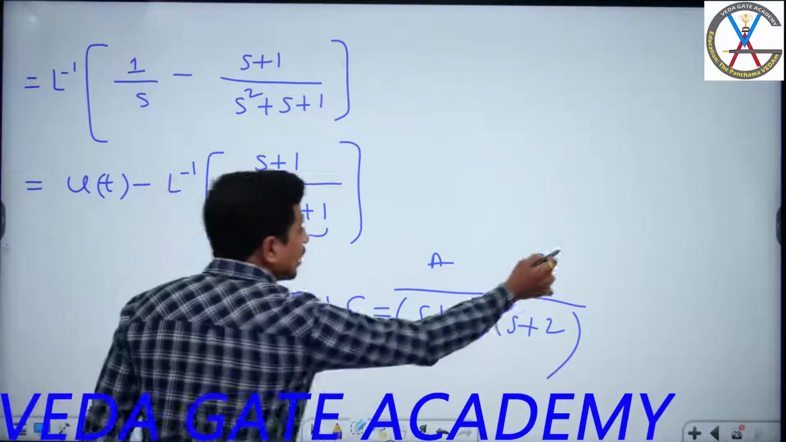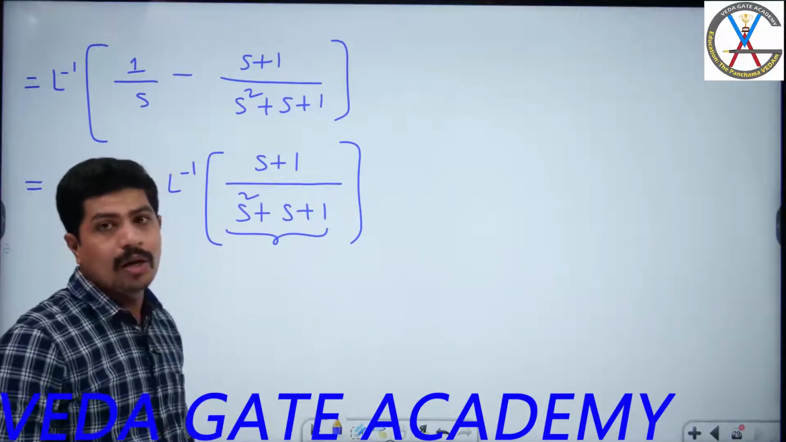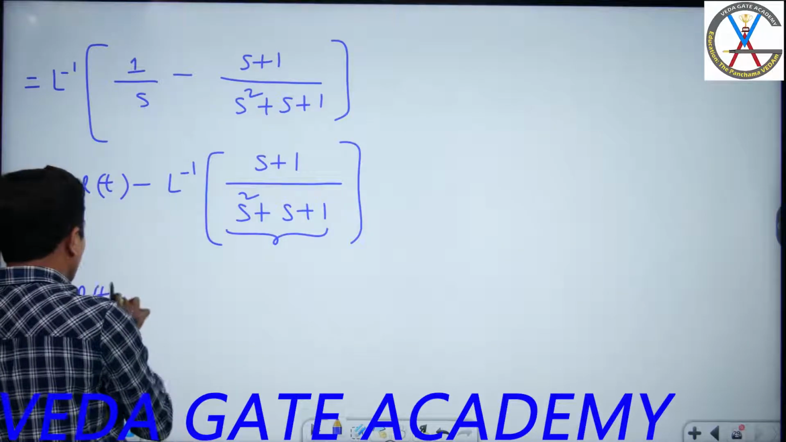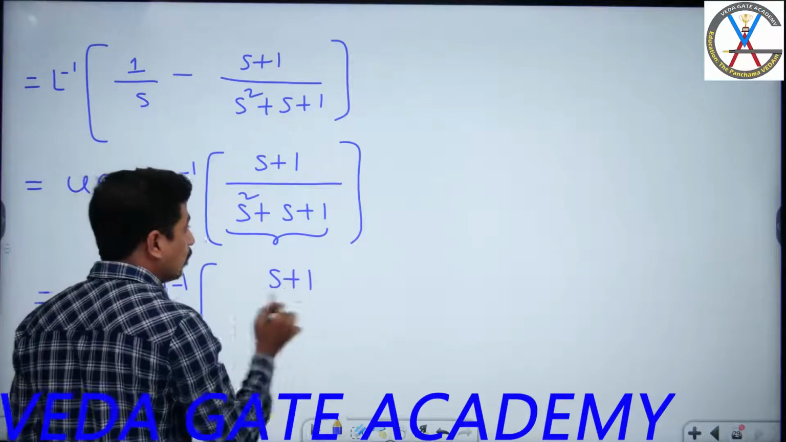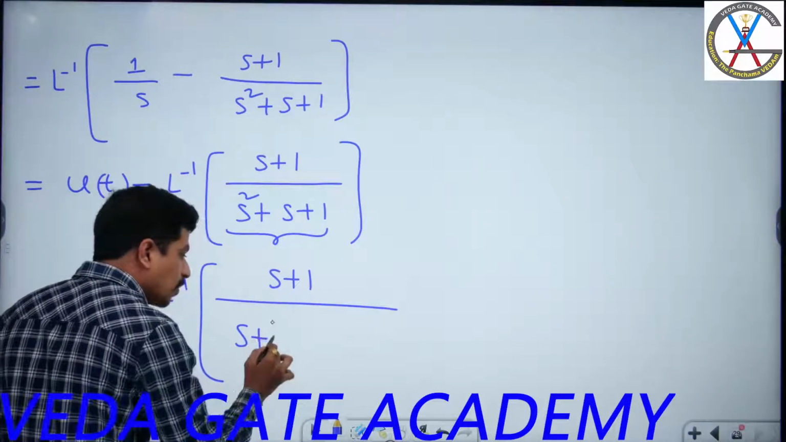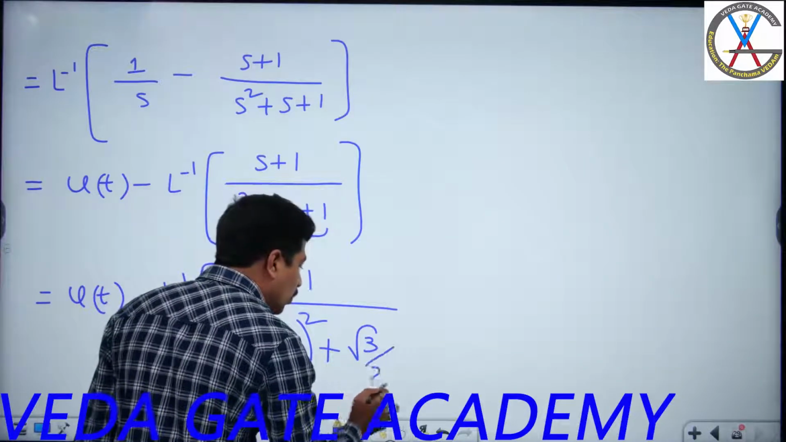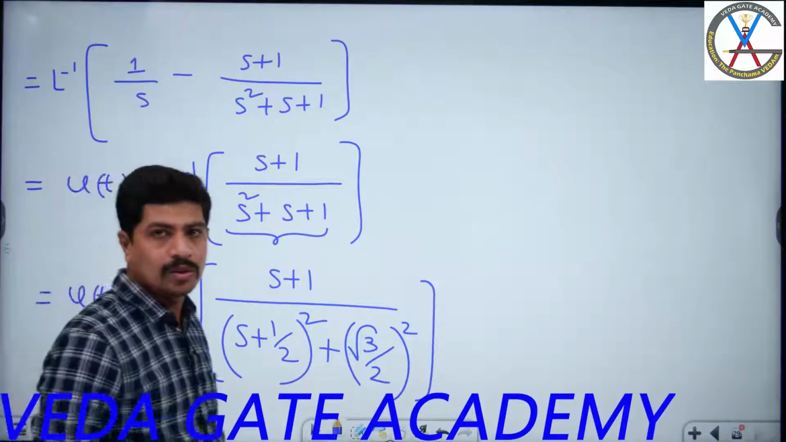But here, that cannot be factorized with real numbers. Therefore, what I told you, arrange in the form of (a plus b) whole square. So that is equal to u of t minus L inverse of s plus 1 by, we did previously, how much did we get? (S plus 1 by 2) whole square plus (root 3 by 2) whole square.